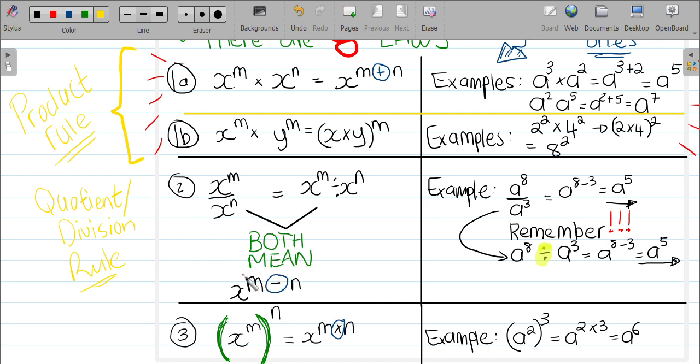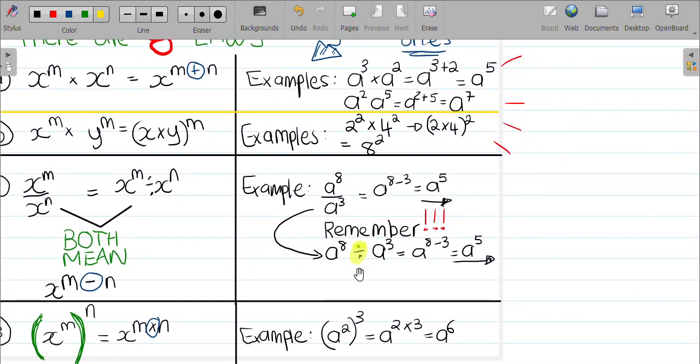Now, in this rule, what happens is you keep the base the same, and then you will take the first exponent, which is m, and then subtract the second exponent, which is n. So let's put that into practice and see in the example.